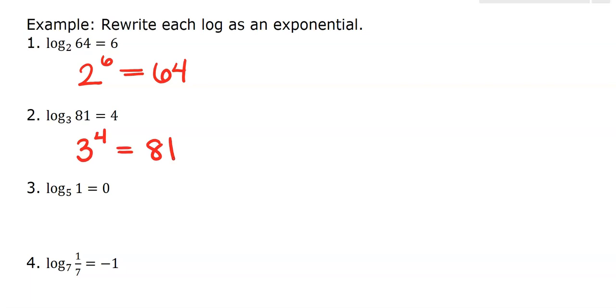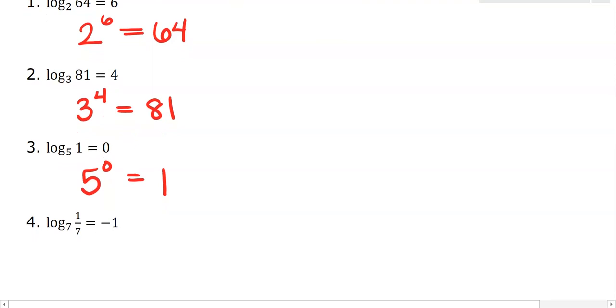So for number 3, you should have had 5 to the 0 power equals 1. For number 4, can someone tell me what they wrote down? Close, not quite. You've got to switch 2 things around. Say that again. Yeah, so -1, you want 7 to the -1 power equals 1 over 7.